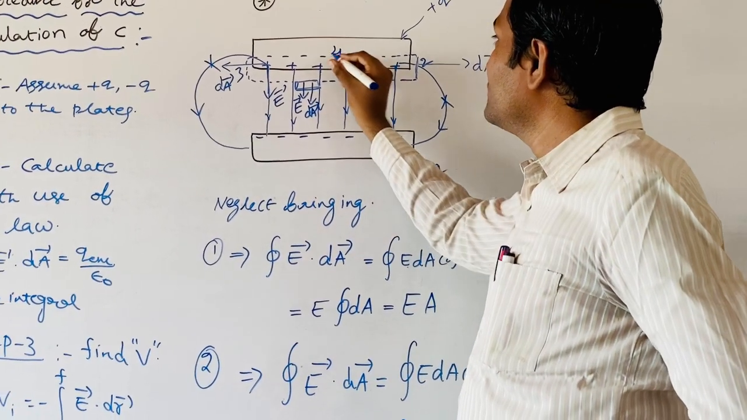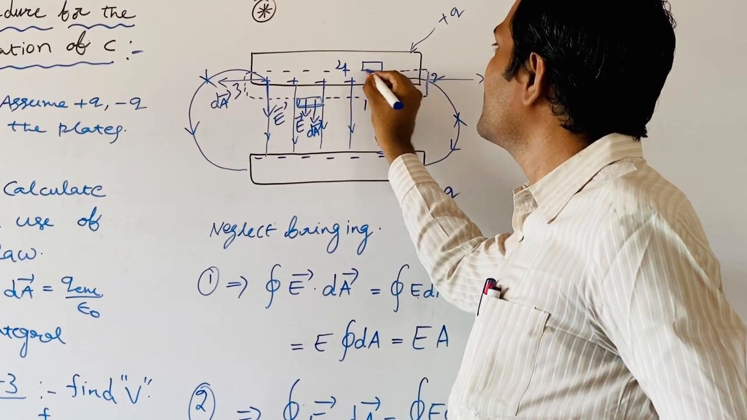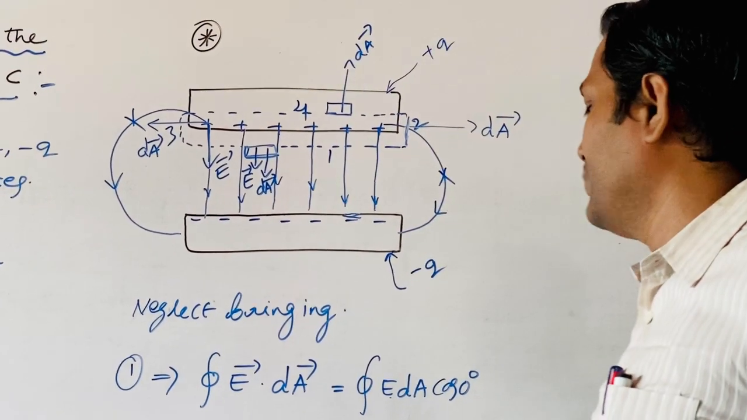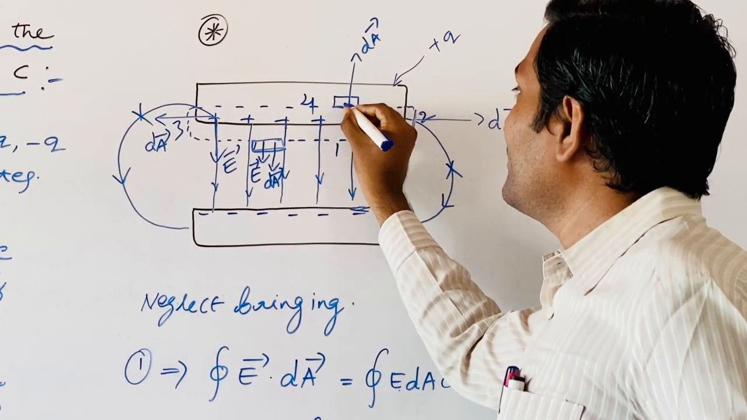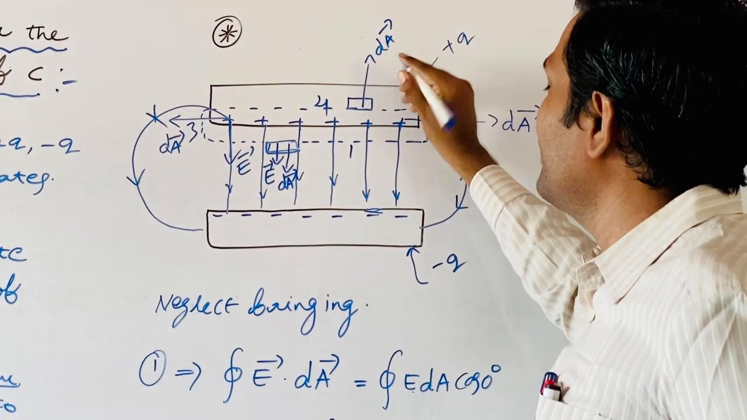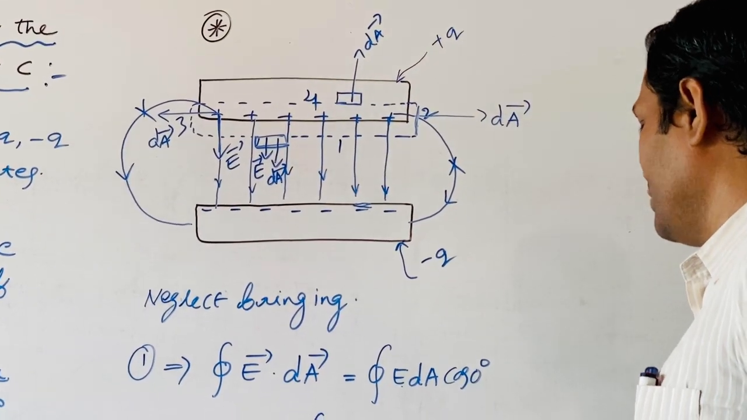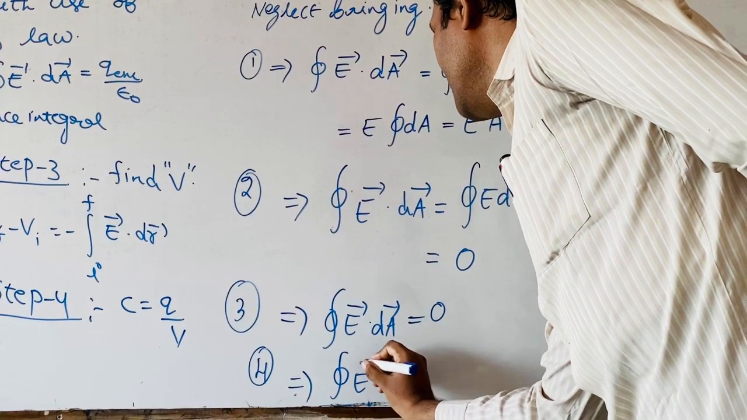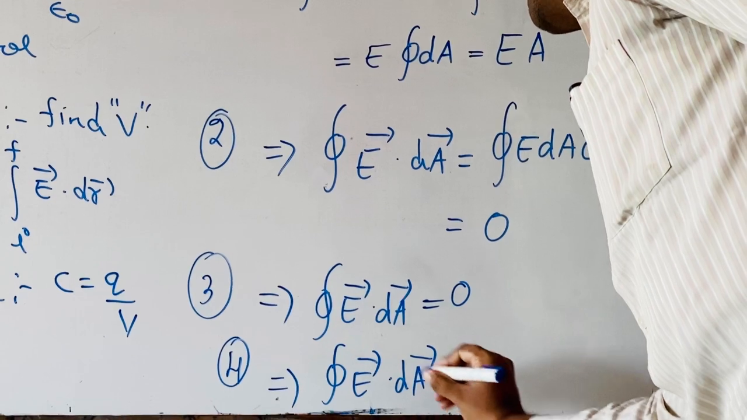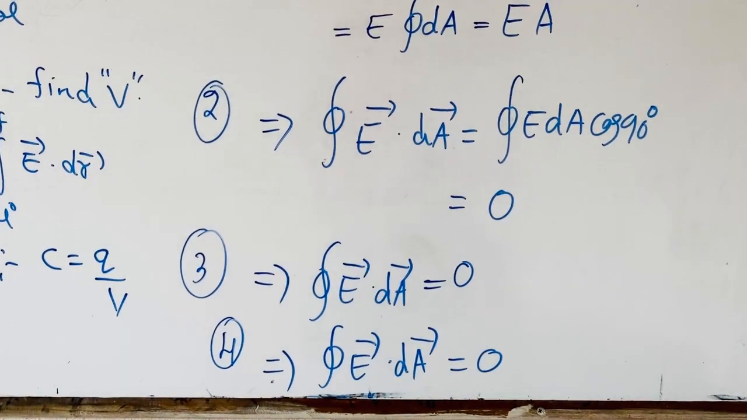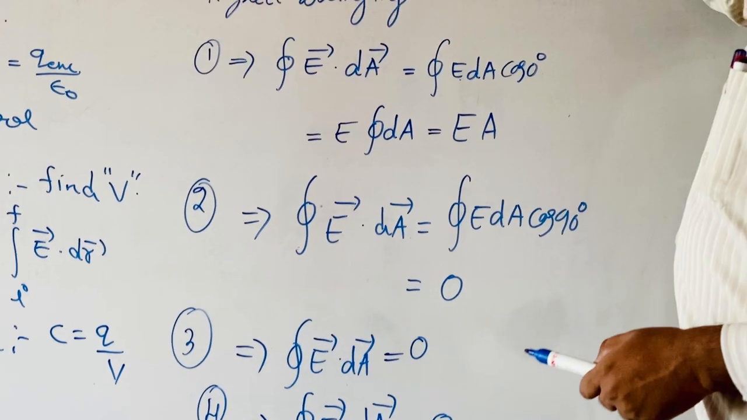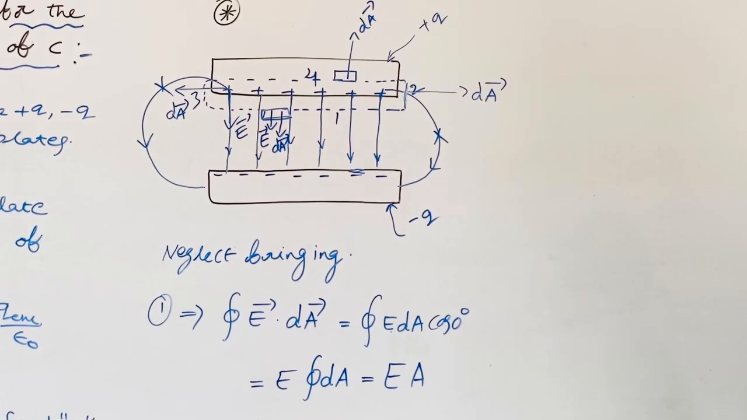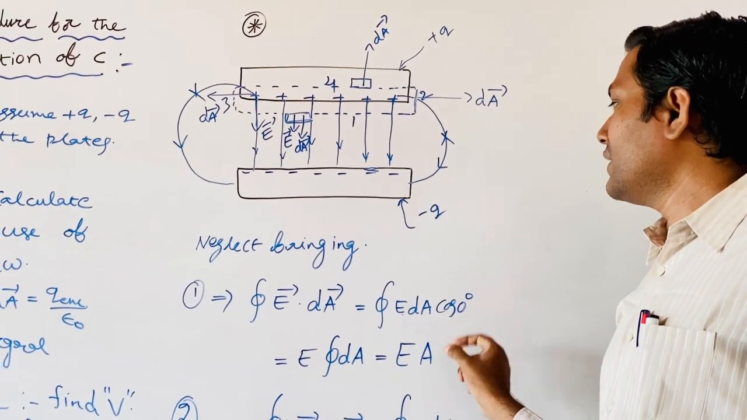Now I am taking this upper surface. For this upper surface, what is the direction of the area vector? The direction of the area vector is up, but there is no electric field on this element. Since there is no electric field, the electric flux through this element also becomes 0. So for the fourth surface, the integral of E bar dot dA bar, with E bar being 0, the result is also 0. This means through the second surface, the third surface and the fourth surface, there is no electric flux. The only electric flux that we are seeing is through the first surface.